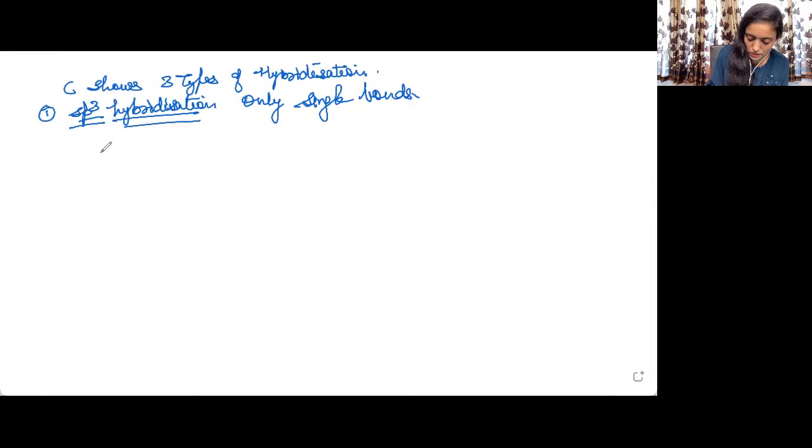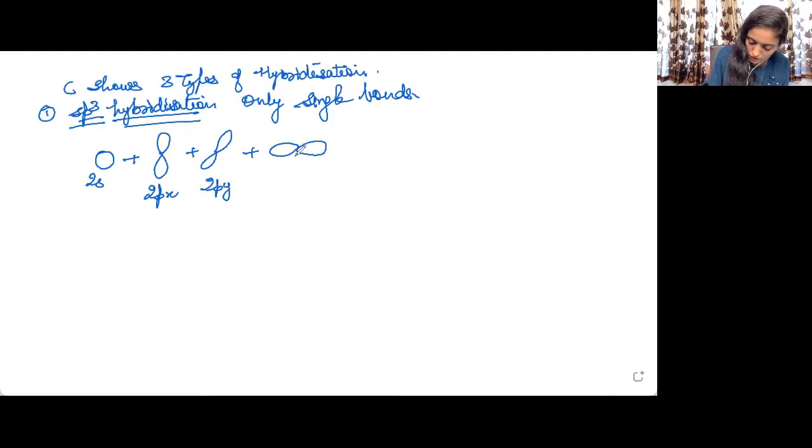Now in sp3 hybridization, the 2s orbital plus 2px orbital plus 2py orbital plus 2pz orbital intermix together, redistribute their energies, and form 4 new orbitals. So the number of new orbitals formed will be equal to the number of orbitals undergoing intermixing or hybridization. So this will lead to the formation of 4 new orbitals of same energy, shape, and size.